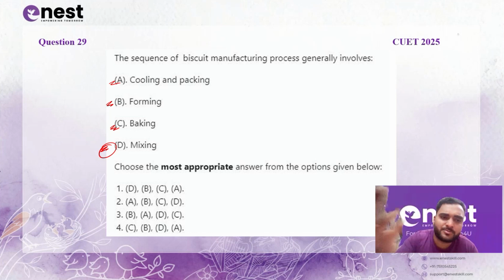I don't need to give proper explanation of all of them as to what is done in mixing, right? So in mixing, we actually mix all the ingredients together using some machine or by hand. We make the dough, then we form into specific sizes or the shapes which are required for biscuit manufacturing. Then you will subject it to a baking machine, and then cooling and packaging. So let's see the options: D, B, C, and A. D, B, C, A first is the right option for this question.